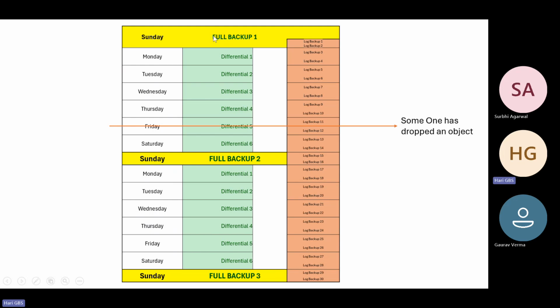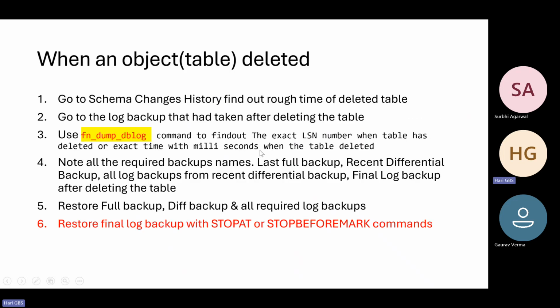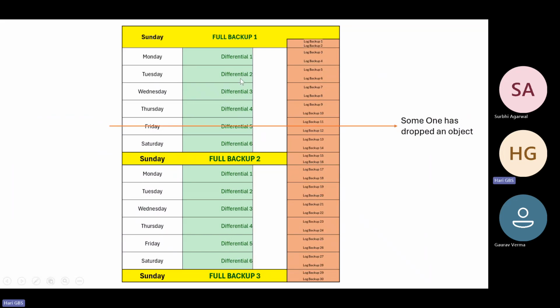First we need to take the available recent full backup from before it was deleted. So how can we find out when it was deleted? First step is to go to the schema changes history. There you can find out the rough time. Then go to the log backup from when it was deleted. For example, at 2:21 it was deleted. After 2:21, what is the available log backup? Go to that log backup and check with the fn_dump_dblog command. With the help of this command, you can find the exact milliseconds of the time.